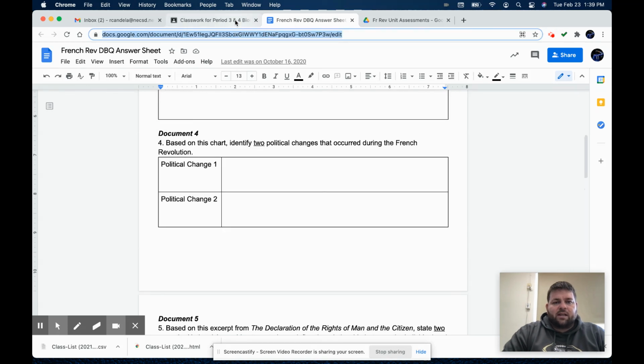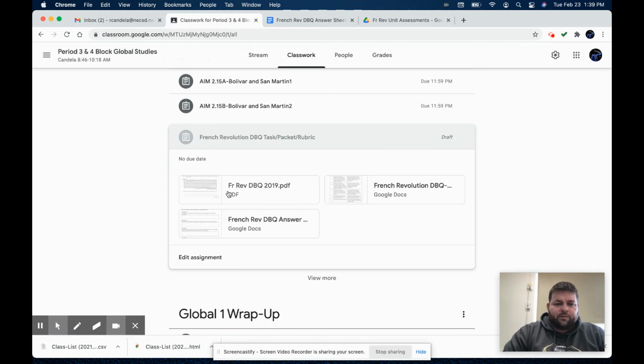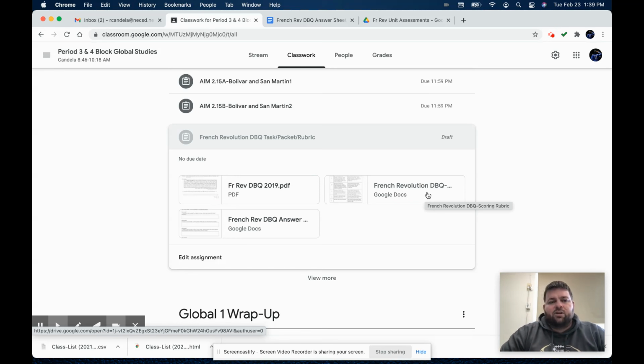So as far as the assignment and what it looks like, you're going to see a couple different things. You see the PDF, that's the documents. You see the answer sheet here, and you also have the scoring rubric for the essay here. I always like to try to give that to you guys sooner rather than later so that you are ready to go about your business, okay?